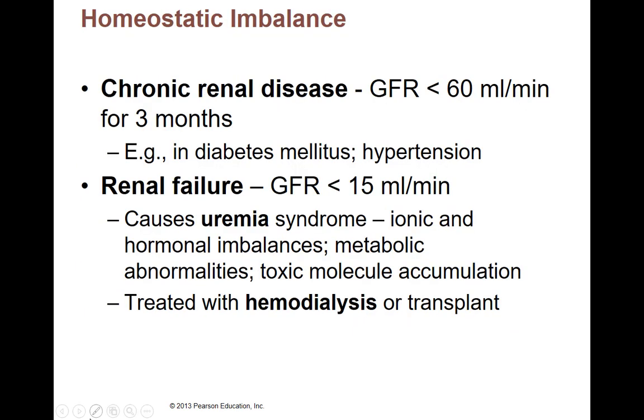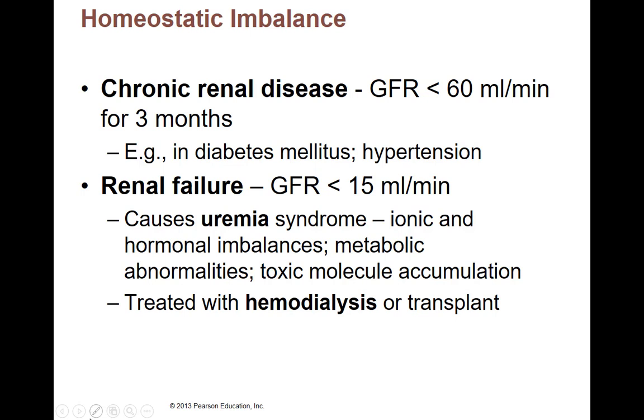Now, some imbalances, aka things that can go wrong. One is if you have what's known as chronic renal disease. It just means your glomerular filtration rate is less than 60 mils per minute. That means you have some type of damage to your glomerulus, meaning your step 1 is not going to work very well in making urine. You're not going to be able to filter as much blood, which means you're not going to be able to get rid of as much toxins or other substances out of our body.